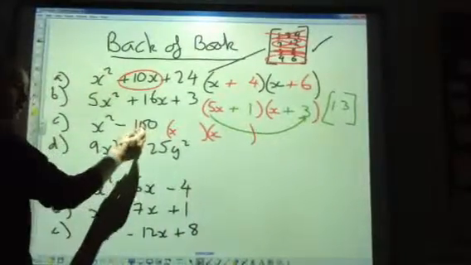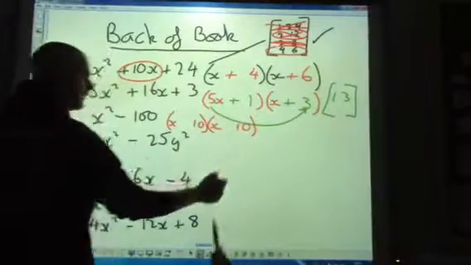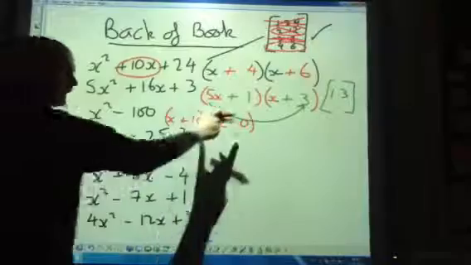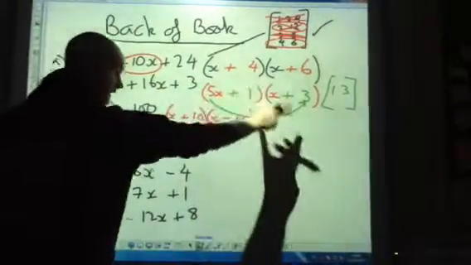The only way of making 100 and cancelling out to make nothing would be 10 times 10. And if you want to make nothing in the middle, it must be a plus and a minus. It doesn't matter which order those brackets go in, so I could have written x minus 10 first, x plus 10 second.